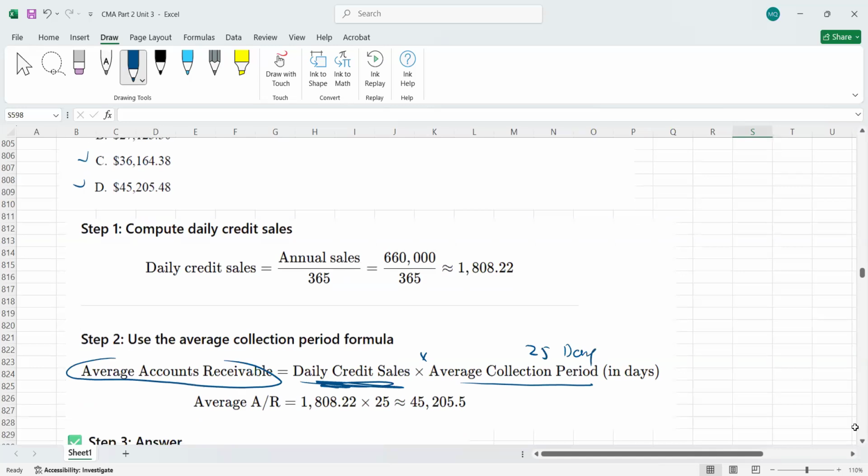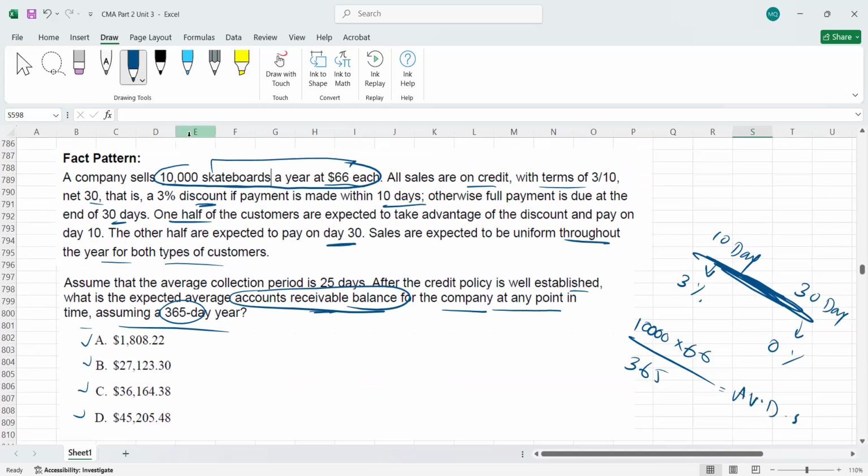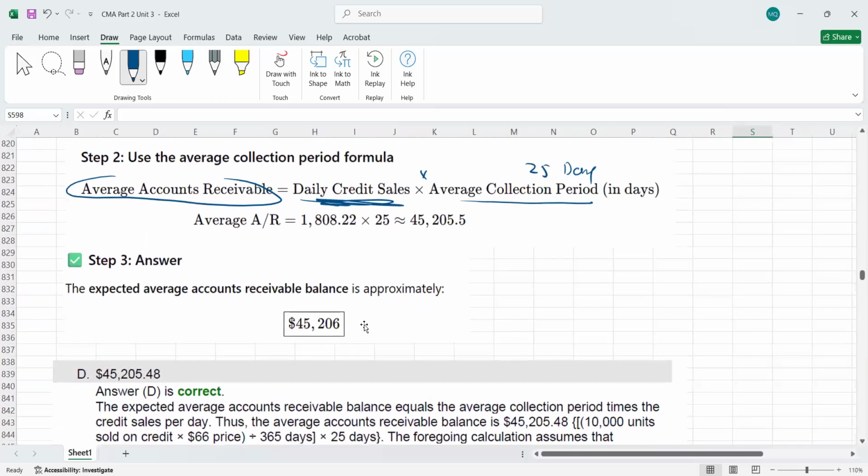Now the question is how you will get the daily credit sales. Just go back to the question. This is your sales figure: 10,000 skateboards you are selling at $66 each. So 10,000 times 66, and because you want average daily sales, and there are 365 days a year, you divide by 365. This will give you average daily sales. Let me cross check: 10,000 times 66 divided by 365. Yes, it is 1,808.22, and the collection period is 25. So this is the answer for that.